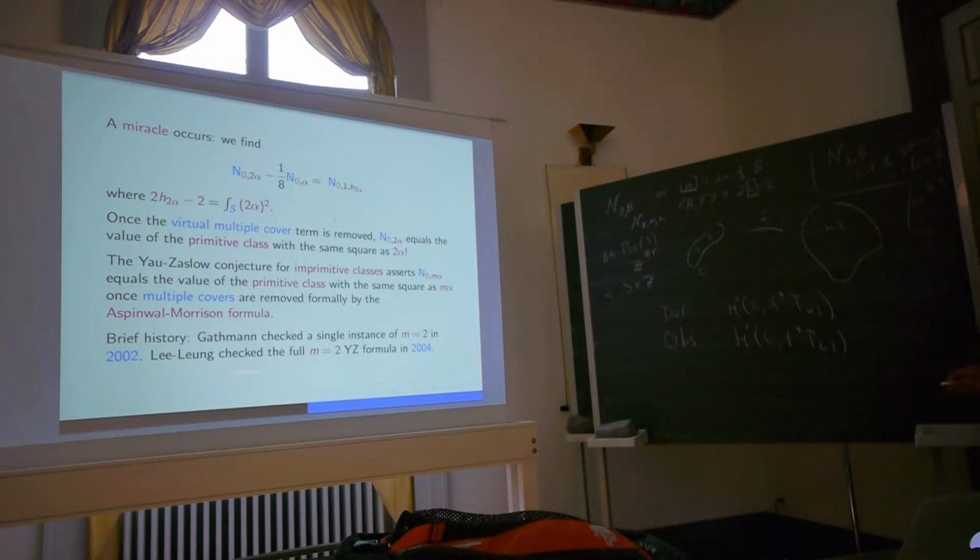So the brief history is that Andreas Gathmann checked this for a single instance, m equals 2. It was very hard to get access to these imprimitive classes. And Li and Jun checked the full m equals 2 case in 2004. This is already quite a number of years after the original Yau-Zaslow.